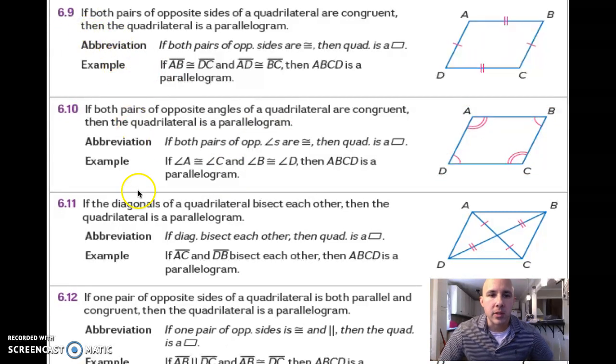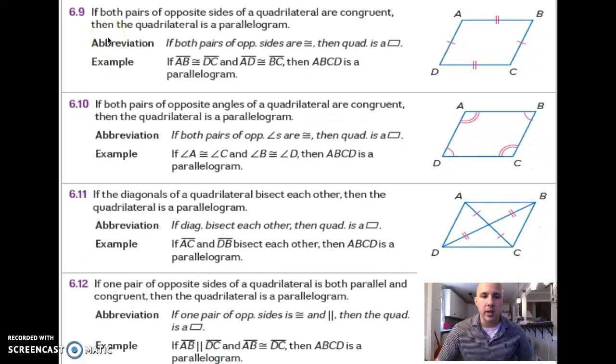Welcome back. This is the third condition for parallelograms. If the diagonals, from A to C and from D to B, bisect each other, then this quadrilateral is a parallelogram. Once again, if you have any questions on this particular condition for parallelograms, please let me know.